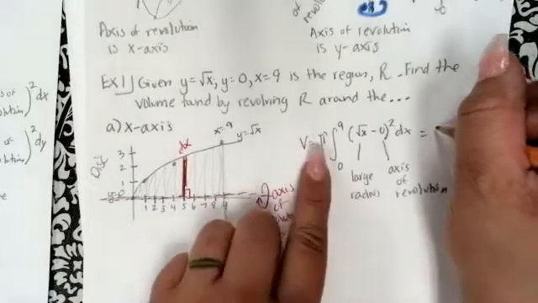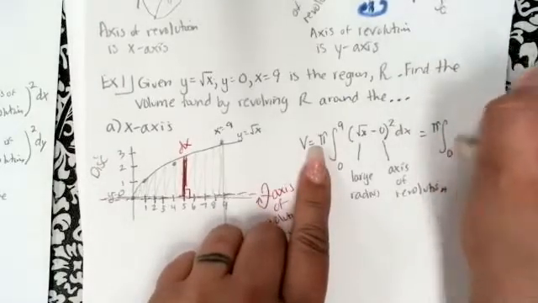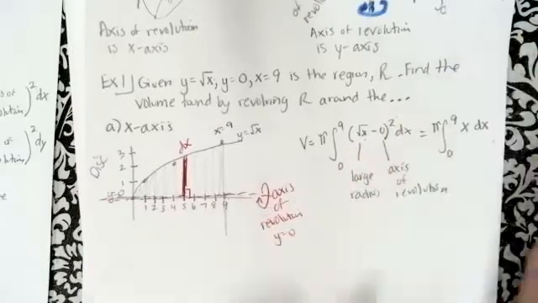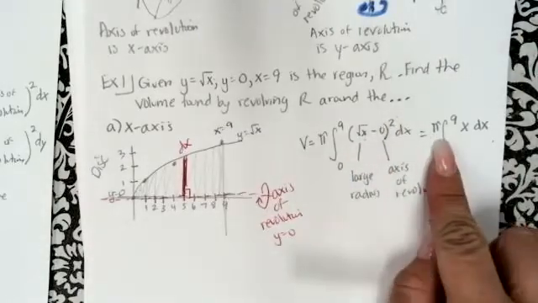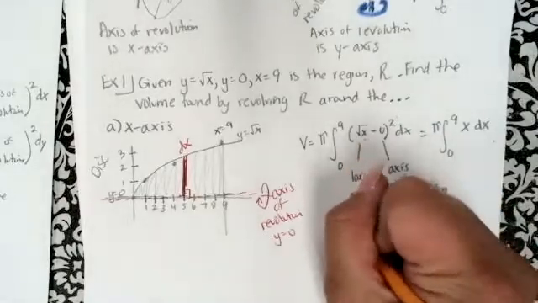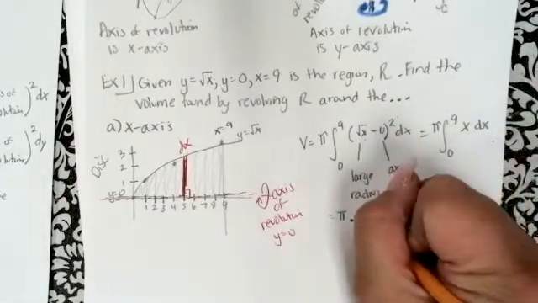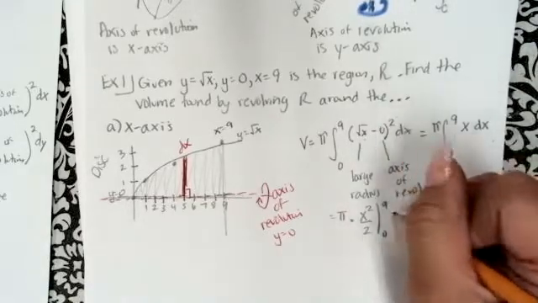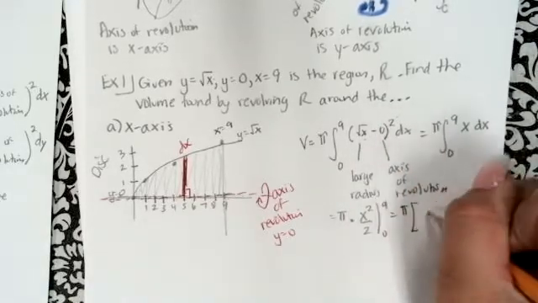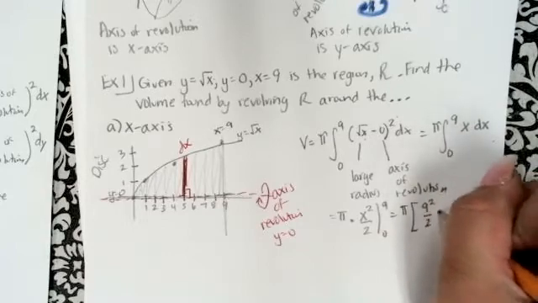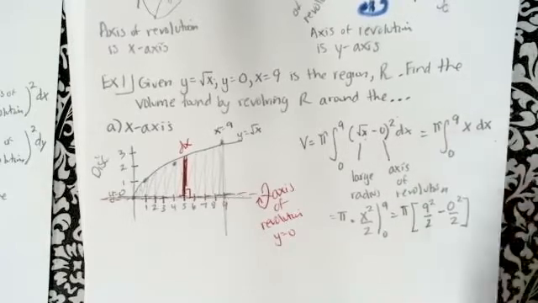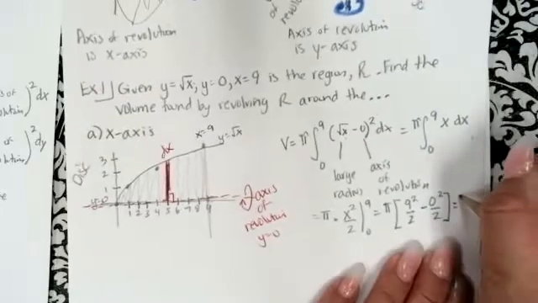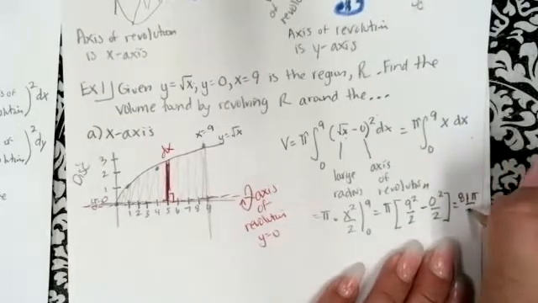So then this is going to be a pi from 0 to 9. The square root of x squared is just going to be an x. Let's take the antiderivative now. Don't forget the pi. I'm going to plug in my upper bound, subtract my lower bound. That just comes out to be a 0. And the answer comes out to be 81 pi over 2.